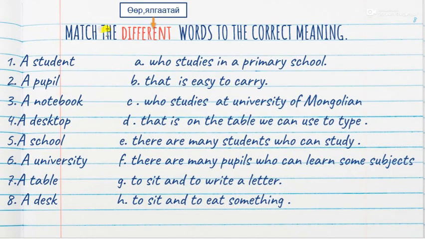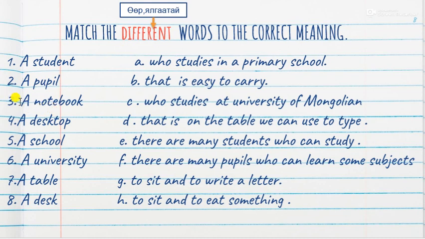All right. Match the different words to the correct meaning. First one, a student. A student who studies at the University of Mongolia, who studies at a university. Second one, a pupil. A, who studies in a primary school.